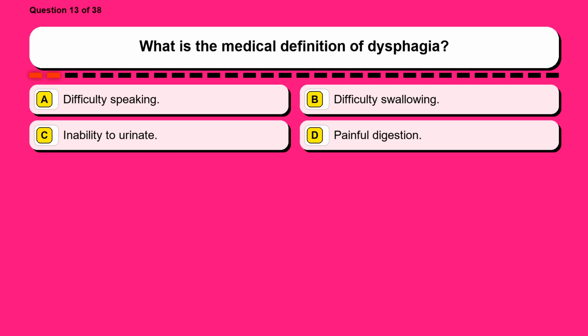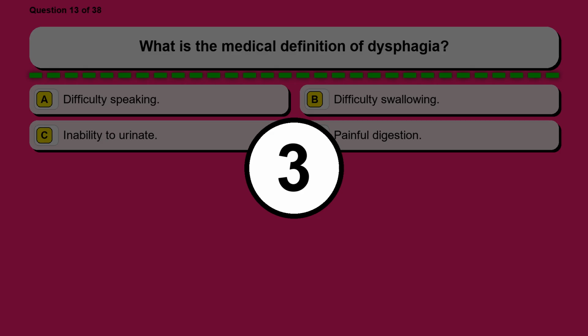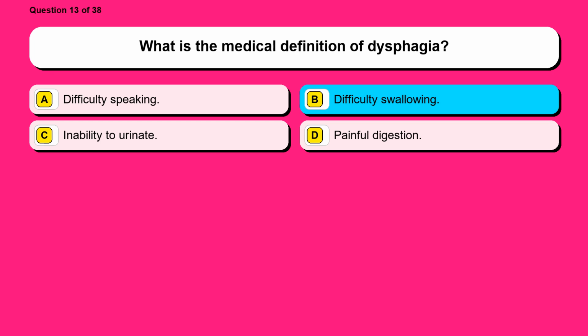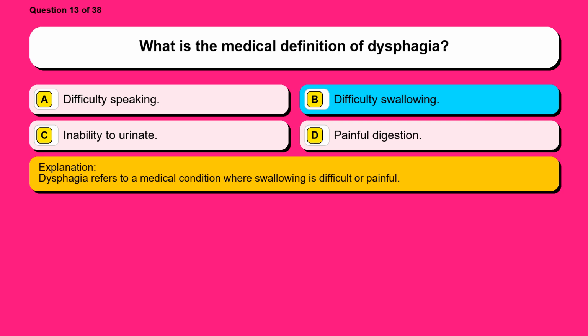Question 13. What is the medical definition of dysphagia? Option A, difficulty speaking. Option B, difficulty swallowing. Option C, inability to urinate. Option D, painful digestion. The correct answer is option B, difficulty swallowing. Dysphagia refers to a medical condition where swallowing is difficult or painful.